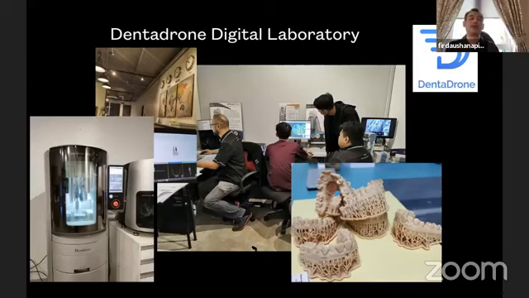Okay, we also have what we call a dental drone digital laboratory. I think we are one of about 4 or 5 fully digital laboratories in Malaysia. We don't use stone to develop anything. We do accept alginate and PVS impressions, but we do primarily everything by digital scanning. So we do from zirconia cases, bridge, implant, all the way to what we call aligners.